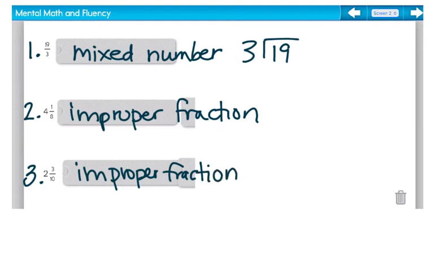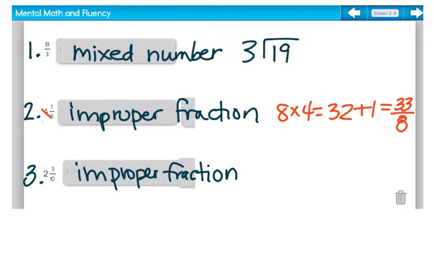I will do number 2 for you. There are 2 different ways you can do it. There is a shortcut. You can take the denominator times the whole number and then add in the numerator. So I could take 8 times 4 is 32 plus 1 equals 33, and my denominator does not change. It stays 8s.